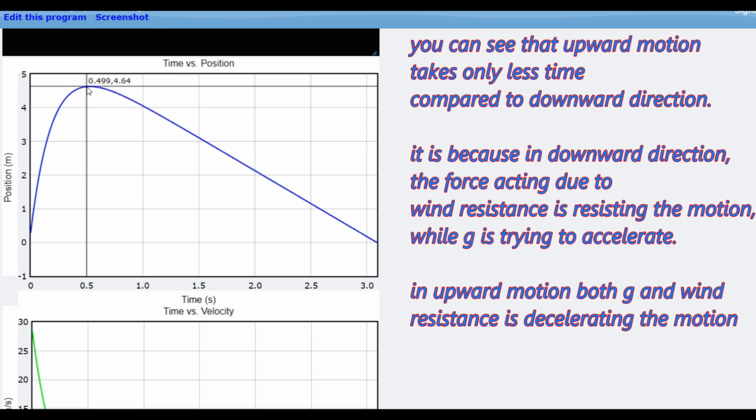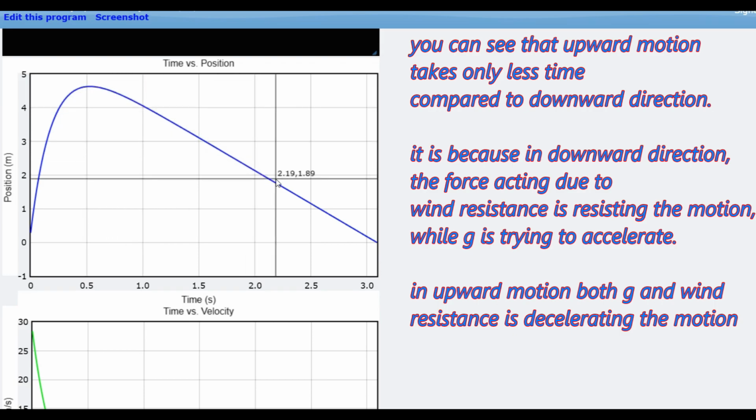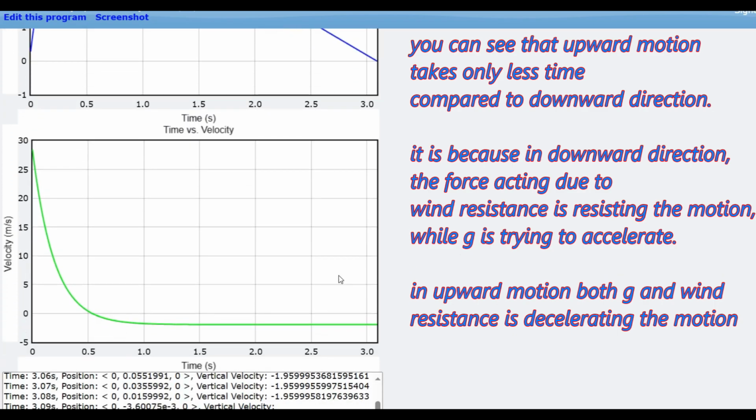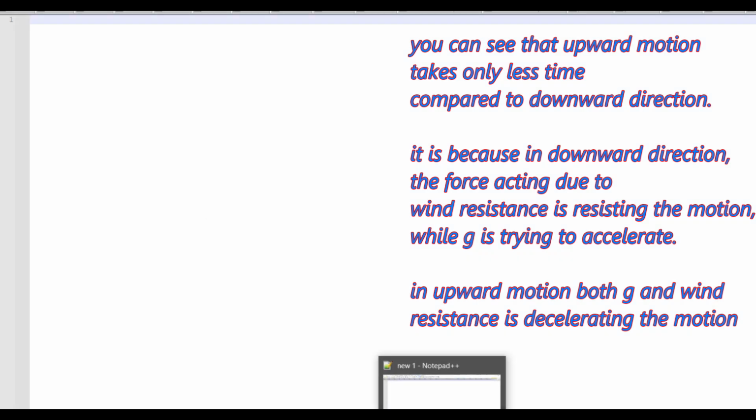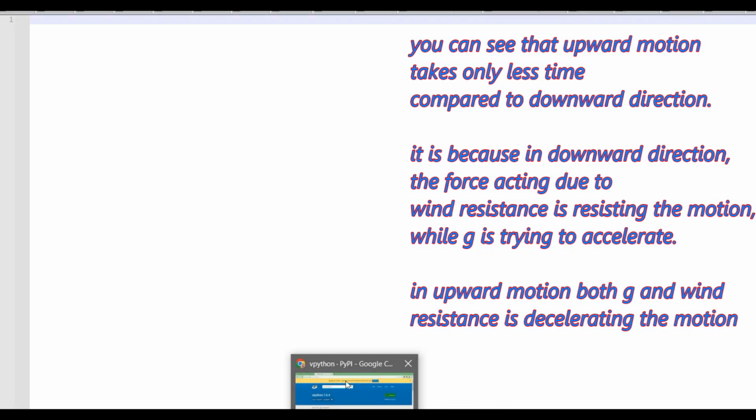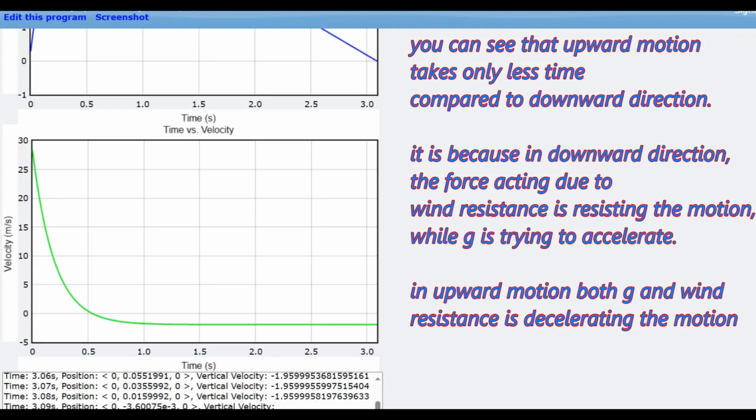velocity. During the upward motion, the velocity starts at the initial 30 meters per second and gradually decreases. However, in the downward direction, the velocity curve shows a more prolonged descent, reaching the terminal velocity of minus 1.96 meters per second. This asymmetry in velocity and the presence of a terminal velocity demonstrate that the downward motion, influenced by both gravity and wind resistance, takes more time compared to the upward motion.